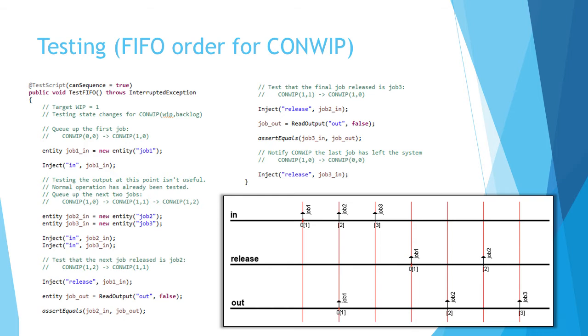Here is the CONWIP test script to ensure the backlog has FIFO ordering and trajectory graphs with respect to CONWIP I/O. The CONWIP has a target WIP of 1. So the first job is immediately released. The other jobs leave as a response to the release command. This test also demonstrates that CONWIP does not model time. It represents a computerized control system. Responses are immediate, but appropriately sequenced. No simulation time has passed in this time view.